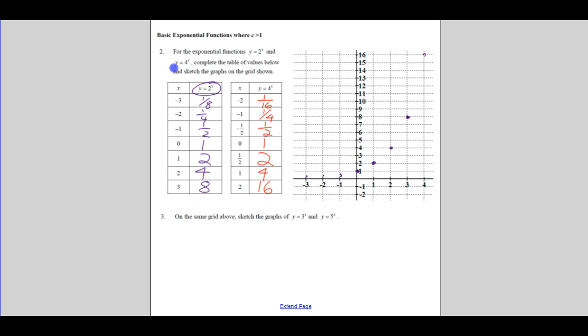And I could keep going, right? 4 would be 16, right? 2 to the 4th is 16, just powers of 2. We draw this as a smooth curve.